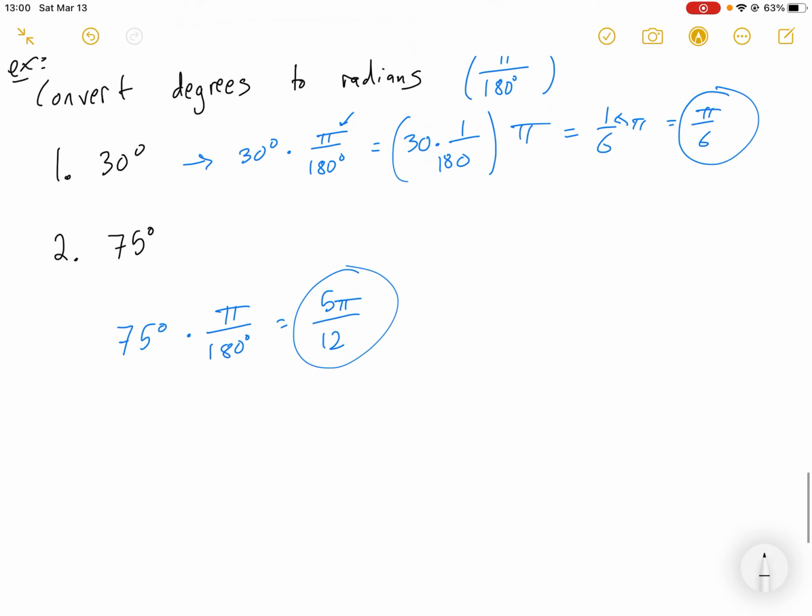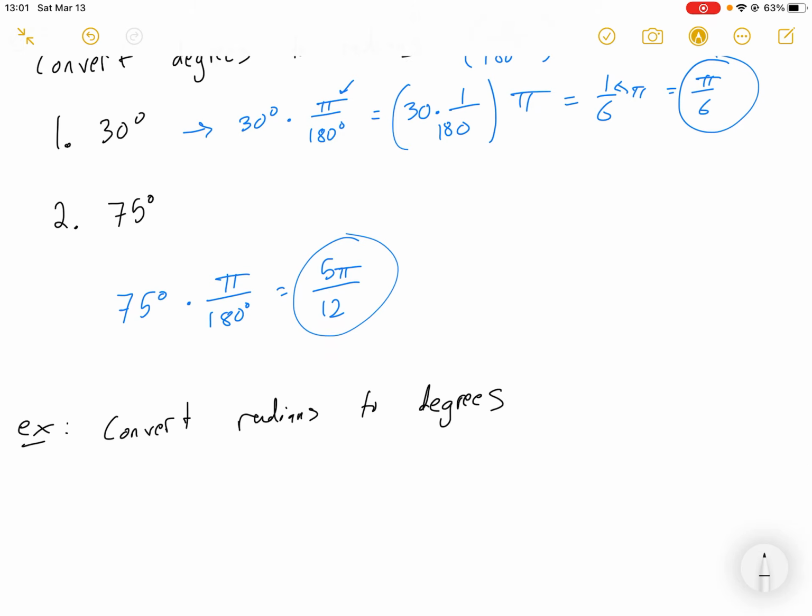Okay, now let's go in the opposite direction. So what we're going to do next is convert radians to degrees. Now, in this case, you're never going to have to worry about leaving anything in terms of pi. So if you ever do have a decimal, I would have to specify on here how many decimals I want. Let's say 1 decimal place if needed.